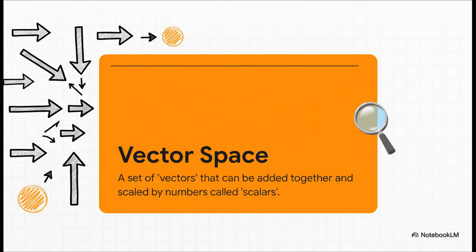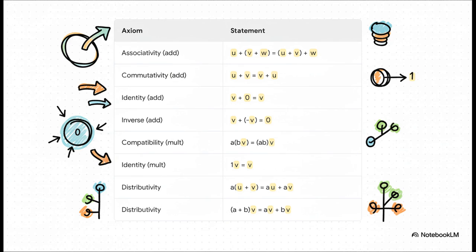Now, don't let that word trip you up. A field is just a set of numbers where all the usual stuff, addition, subtraction, multiplication, division, works just like you'd expect. Think of the real numbers or the complex numbers. The whole system is then built on 2 basic moves. You can add 2 vectors together to get a new vector, and you can multiply a vector by a scalar to get a new vector. That's it.